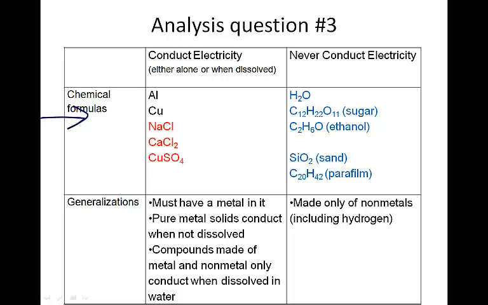And then look at the generalizations that I made. For the things that did conduct electricity, aluminum, copper, sodium, calcium, copper, those are all metals. So there has to be a metal in it if it's going to conduct electricity. The things that were pure solids, so aluminum and copper, these two only conducted when not dissolved. Well, those are our metallic bonding things. They don't dissolve and they conduct electricity.